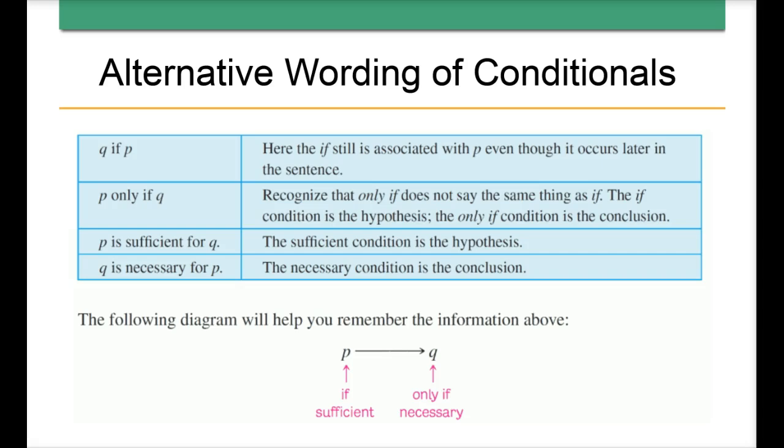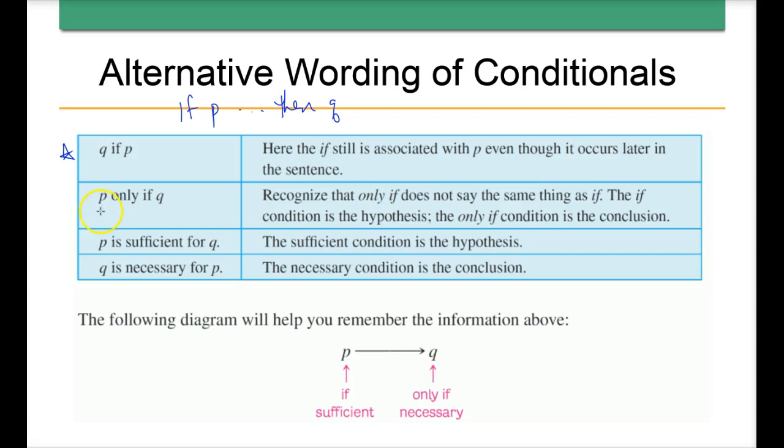And so I wanted to start off this one with alternative wording for conditional statements. We've already talked about the basic conditional statement, the basic if this, then that statement. So here, if P happens, then Q happens. And here we just have alternative ways of saying this same conditional statement. One alternative form is to say Q happens if P happens.